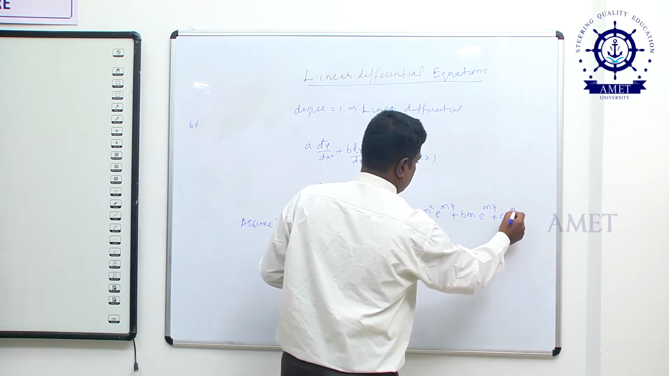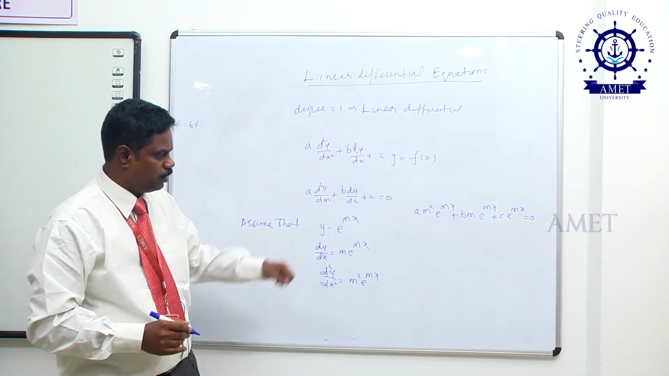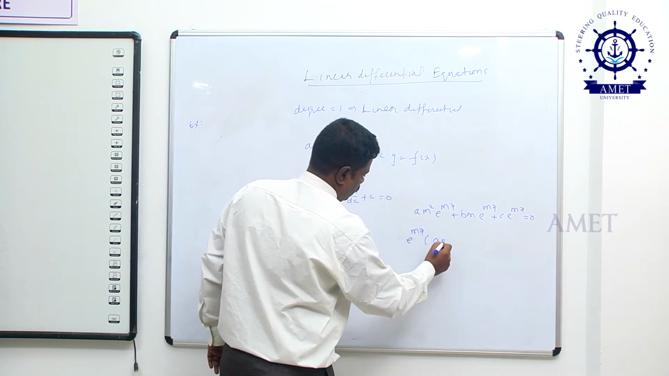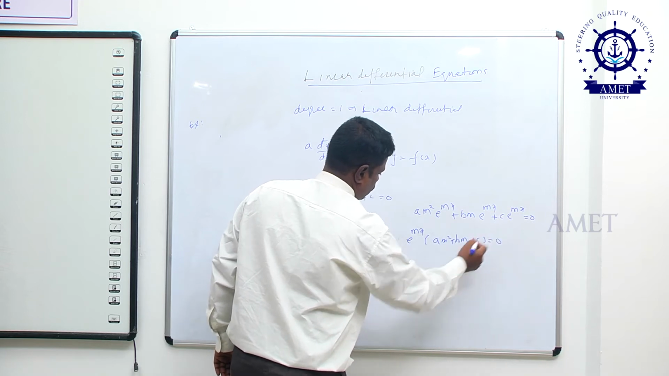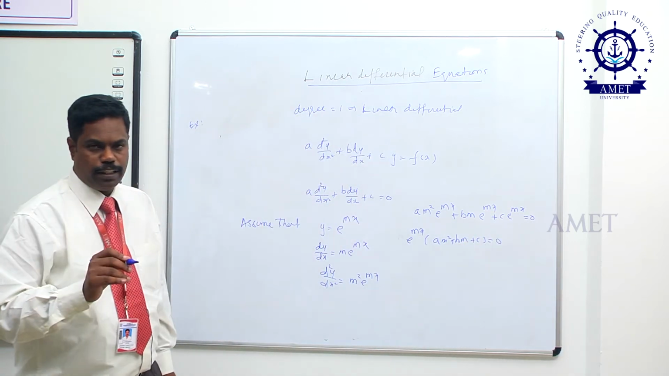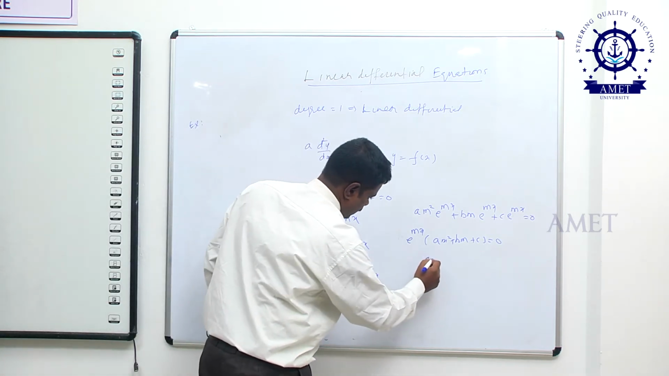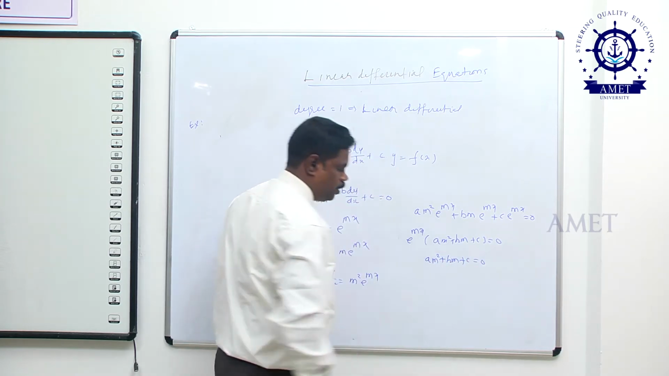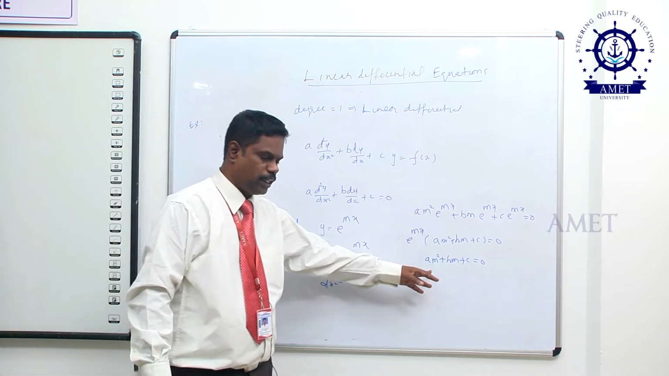C into e power mx is equal to 0. Now in all the expression e power mx is common: e power mx (a m squared plus bm plus c) equal to 0. Definitely e power mx cannot be equal to 0. So the only possibility is that a m squared plus bm plus c is equal to 0. So obviously it is a quadratic equation. The quadratic equation has two roots.